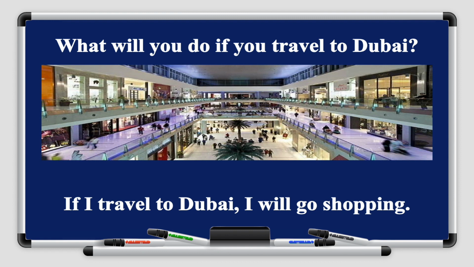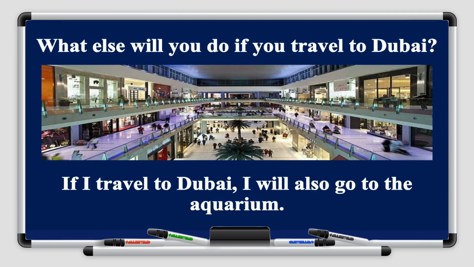Now, if you pay attention, we use the comma after the first part, after the condition, if I travel to Dubai, and before the result, I will go shopping. What else will you do if you travel to Dubai? If I travel to Dubai, I will also go to the aquarium.